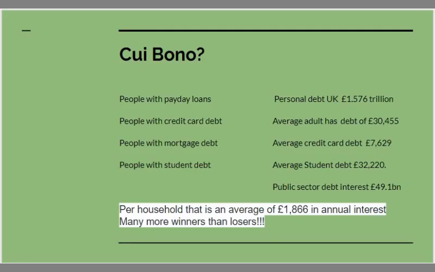Personal debt in Britain is £1.5 trillion. The average adult has a debt of over £30,000. The average adult has a credit card debt of over £7,000. The average student leaves university with a debt of £32,000. And on top of that, the public sector is paying £49 billion a year in interest on the public sector debt. If we just ignore the extra taxes, the extra amount you're being taxed to pay the national debt, the average household is paying £1,800 in annual interest. There's clearly a lot more winners than losers if you abolish interest payments.